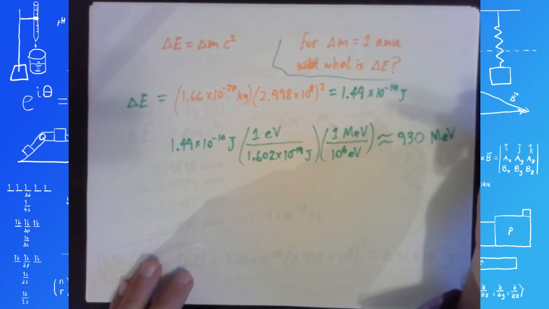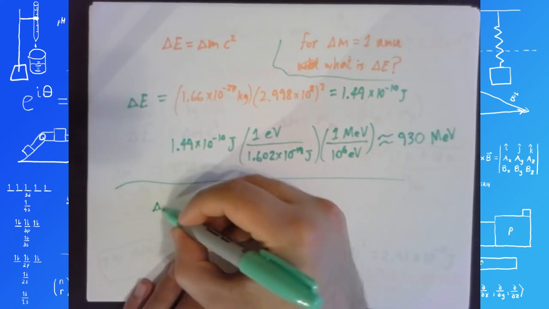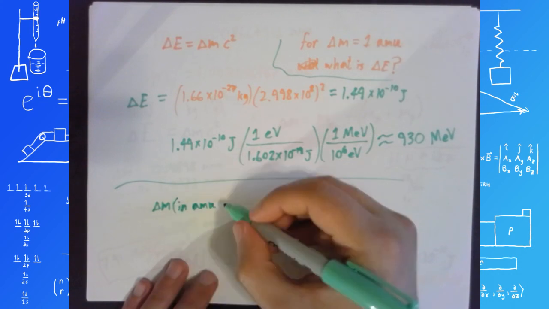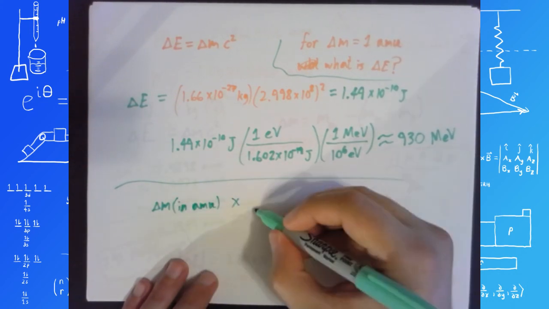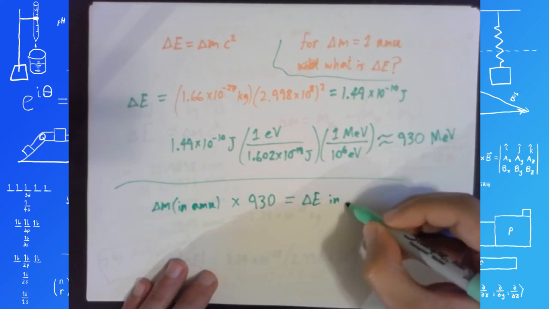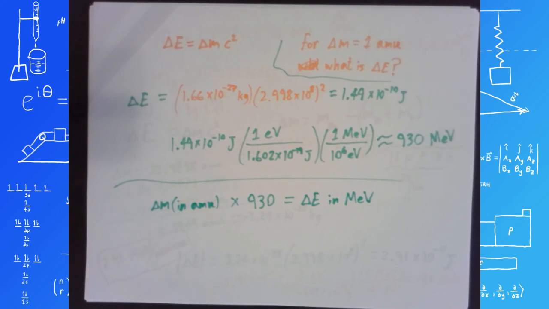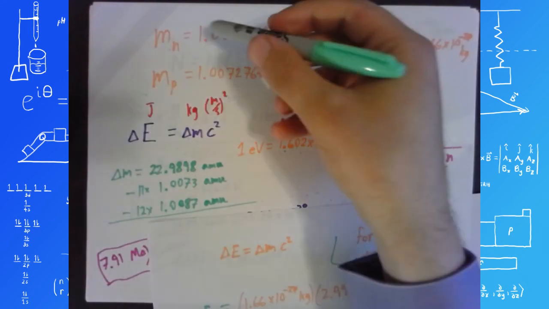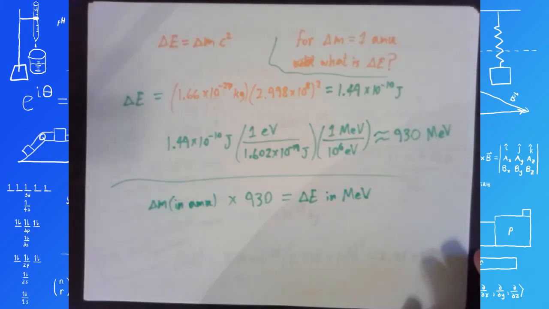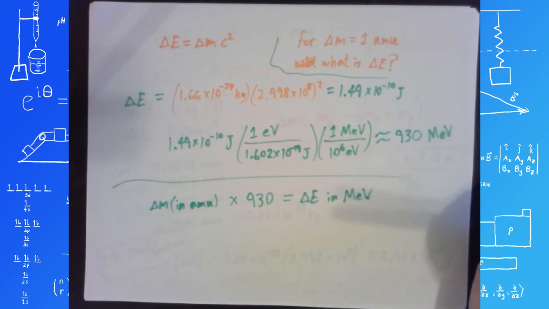This is great because now all you have to do is calculate delta M in AMUs multiplied by 930 equals delta E in mega electron volts. Very convenient shortcut. And yeah, 1 atomic mass unit, which is approximately the mass of a neutron or a proton, is 930 mega electron volts approximately, or pretty close to 1,000 mega electron volts, or a giga electron volt.